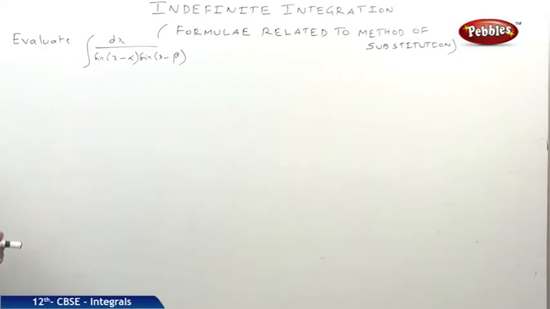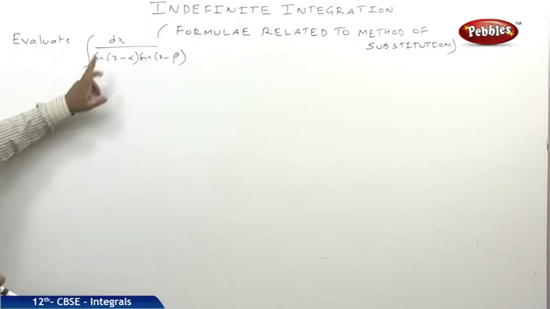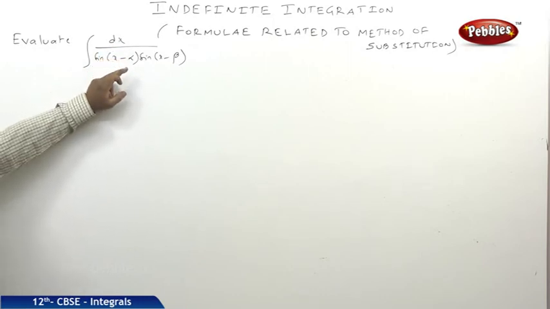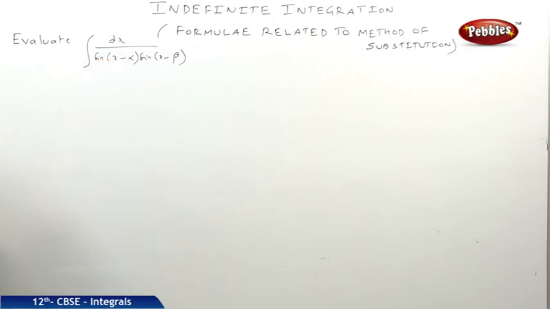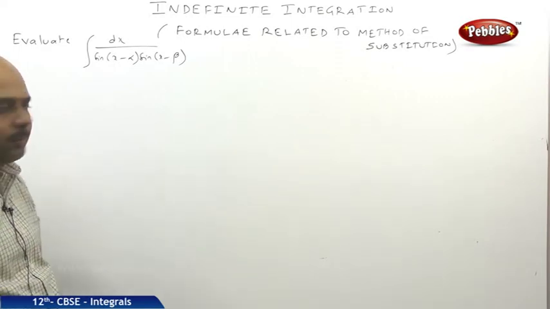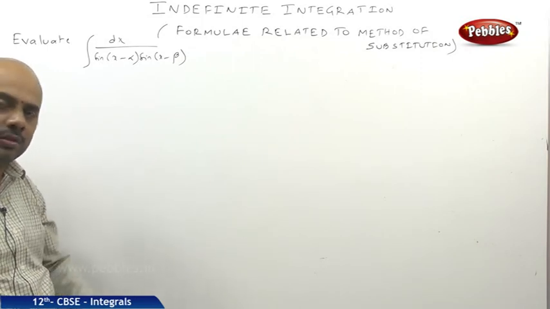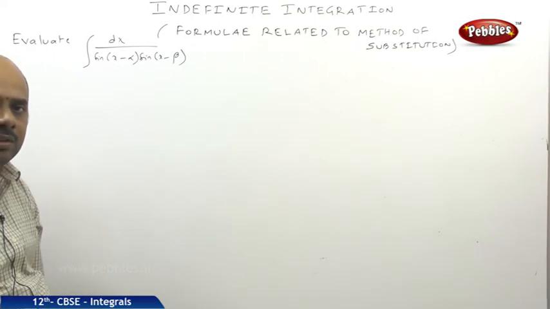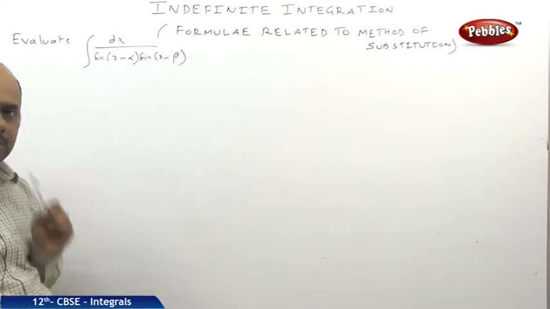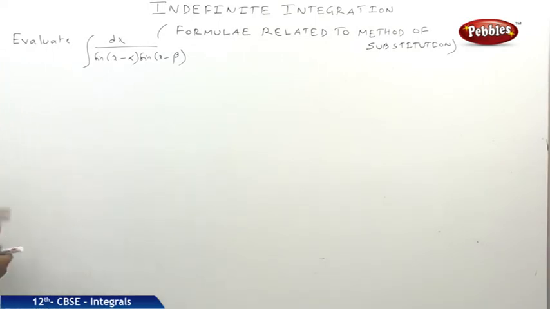Right, now we shall be seeing some application of the previous trigonometric substitution formula. A question might be asking like this: integral of dx by sine of x minus alpha into sine of x minus beta. After seeing this question, our mind becomes a little bit blurred about how to proceed. So for this, I'll be giving a simple suggestion to you friends.